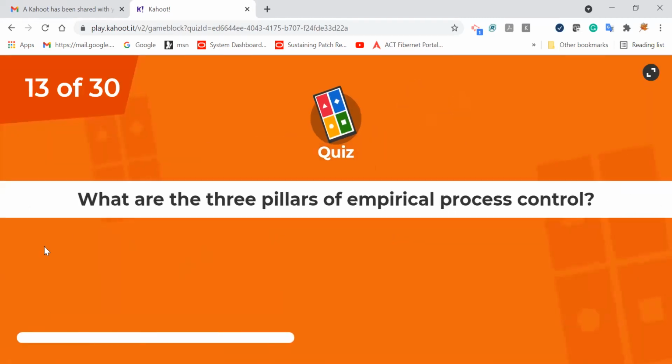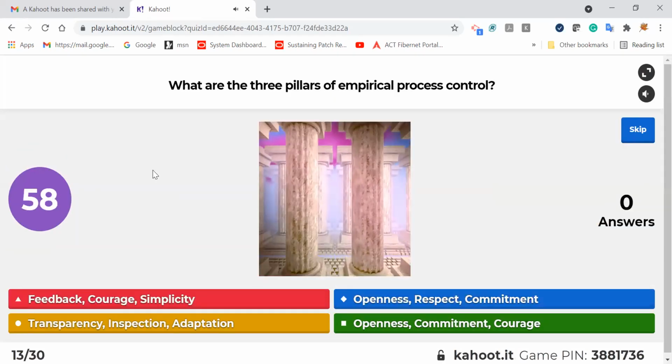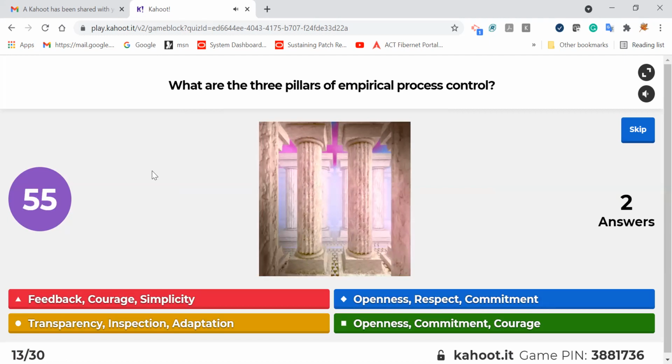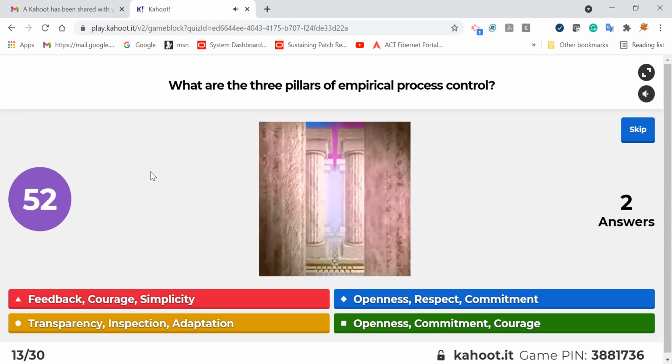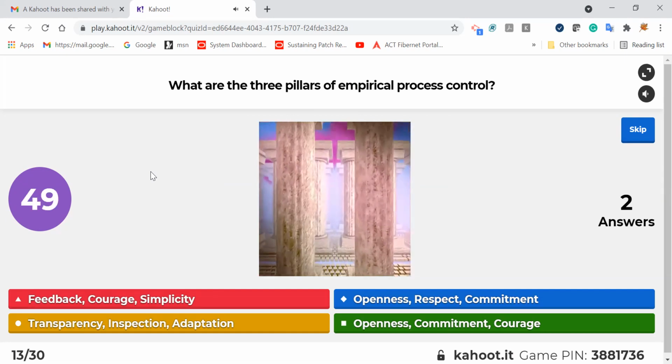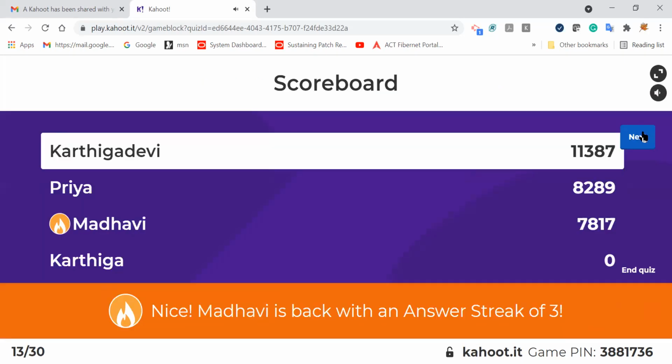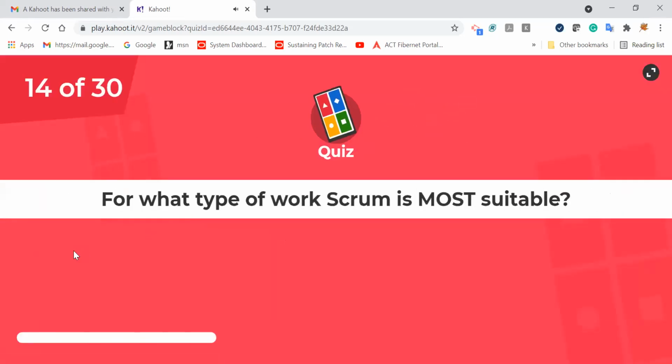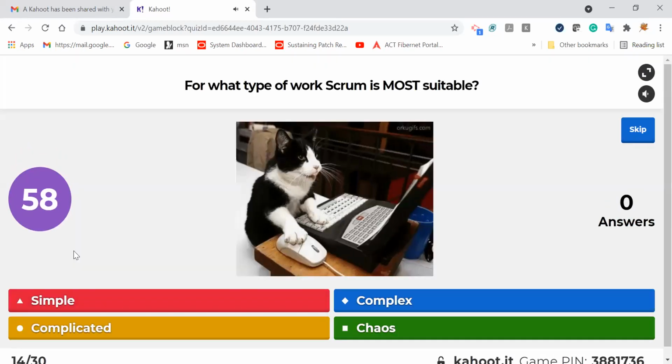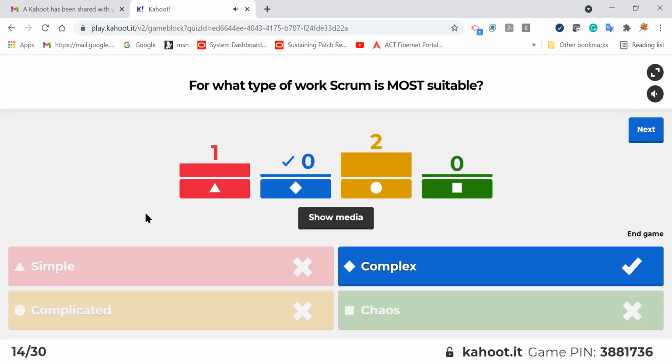Next. What are the 3 pillars of empirical process control? Fantastic. For what type of work is Scrum most suitable? Who selected simple?